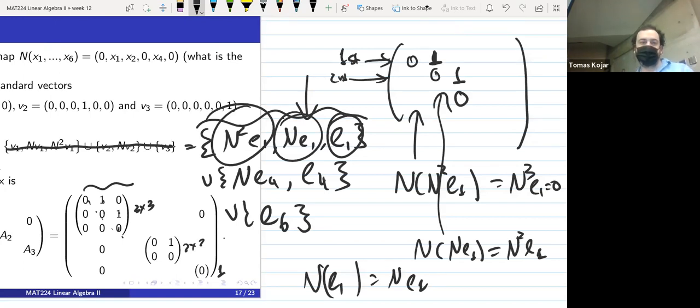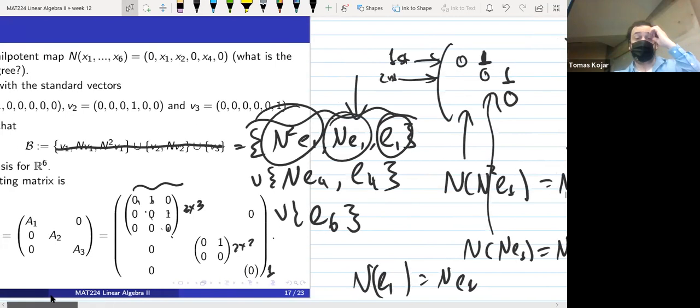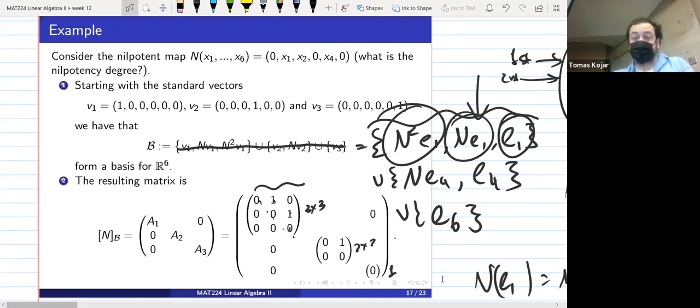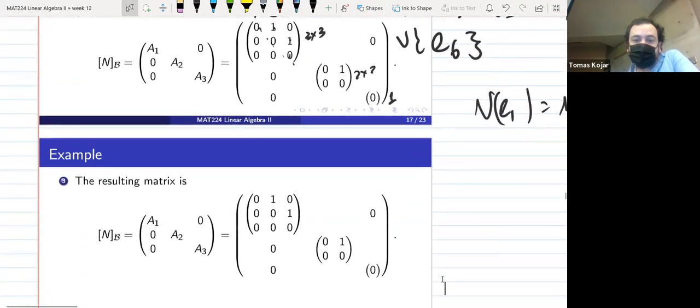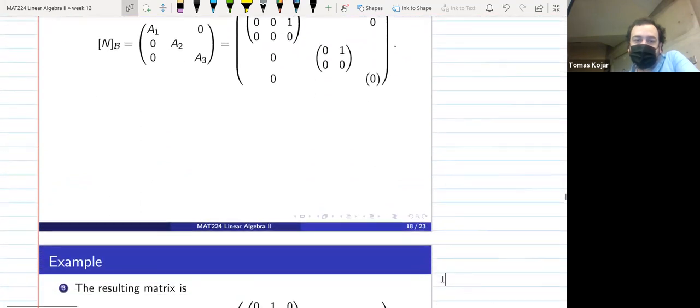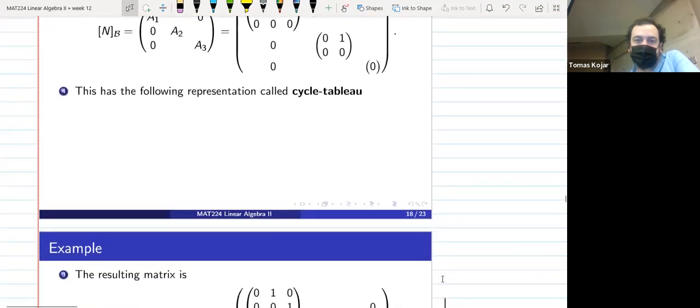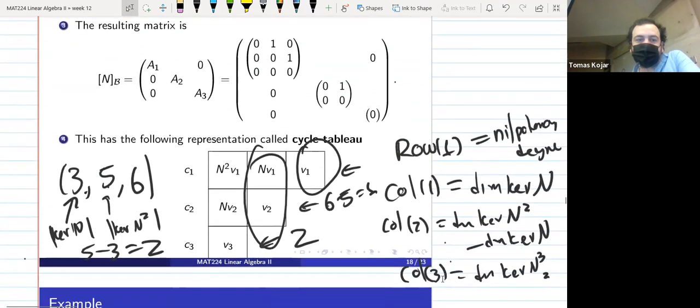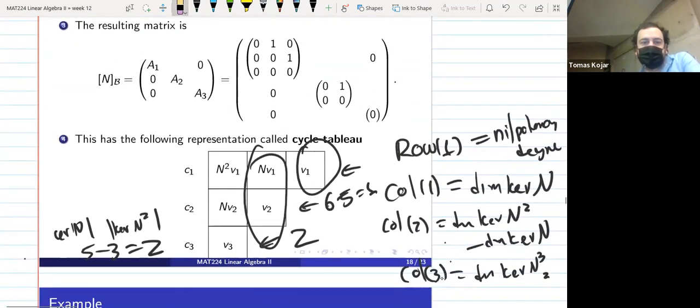So that's how you form the block matrix. Okay. We'll do more examples. So if you have a question, just tell me. Okay. And for this guy, you also have what is called a tableau. You will see it in problem 5. So let me clean this up.